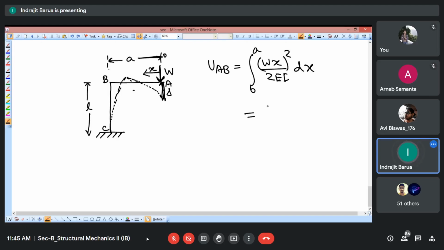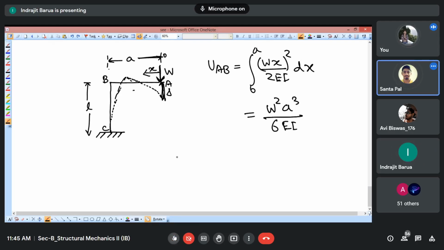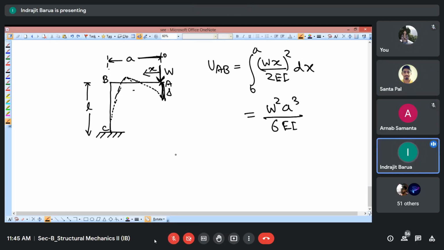So how much am I getting? How much is the answer? W square A cube by 6EI. You are getting it or not? Now see, this we have got as the strain energy for section AB. Now we will be getting the moment at B point.